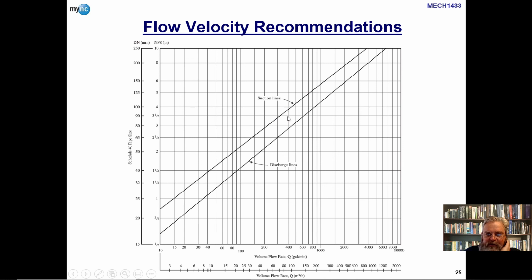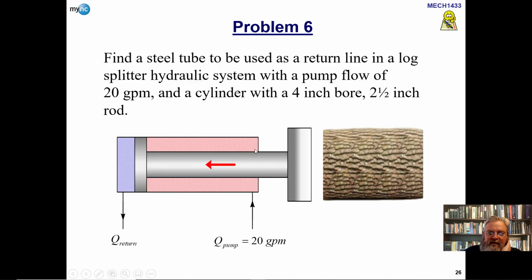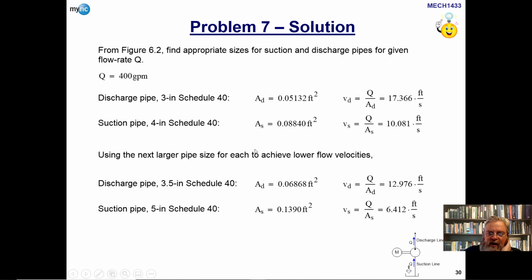At 400 GPM, and the discharge line, I guess the next size down is 3. I think we want a 3-inch and a 4-inch. A 4-inch suction line and a 3-inch discharge line. That's what it looks like. 3-inch and 4-inch, that'll do. That'll give us some speeds. If we wanted, we could go up another size and get even lower speeds.